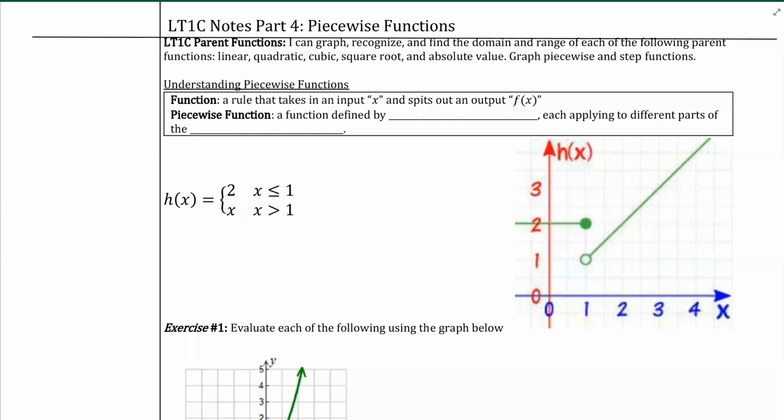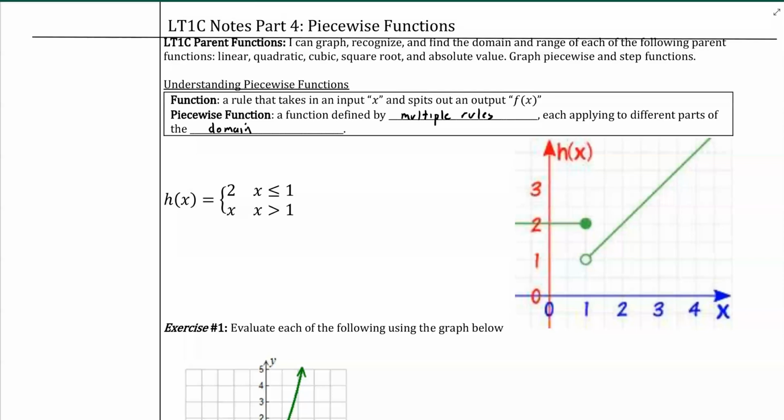So a piecewise function is a function defined by multiple rules, and each applying to different parts of the domain. So here's what I mean by that. Consider the piecewise function h of x equals 2 when x is less than or equal to 1, and equal to x when x is greater than or equal to 1.